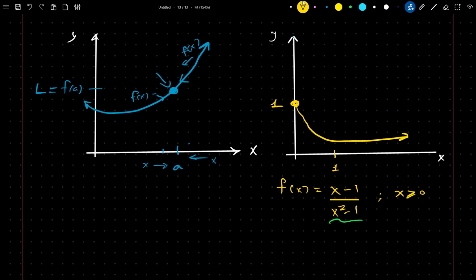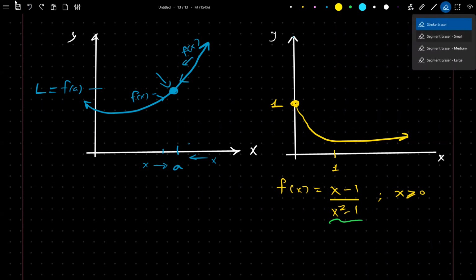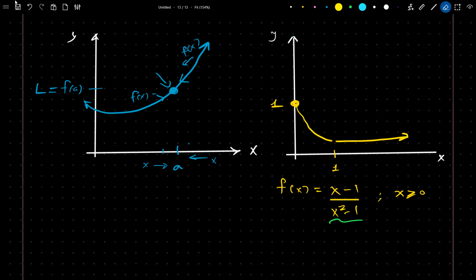Okay, and then of course here we have a hole, because it's not defined at 1, right? Because if x is equal to 1, then we get 0 in our denominator. Okay, so then the question becomes, what's the limit as x goes to 1?